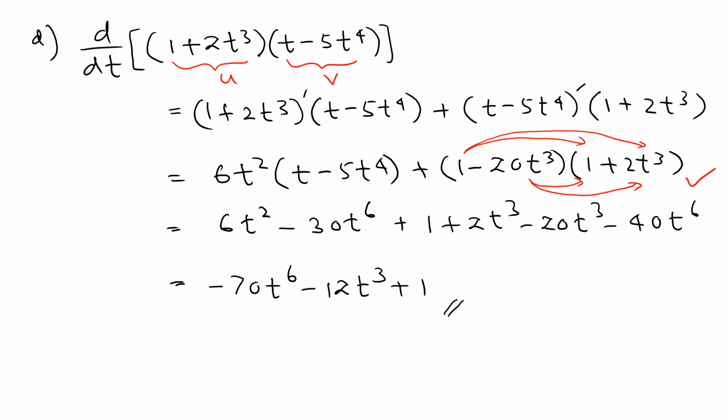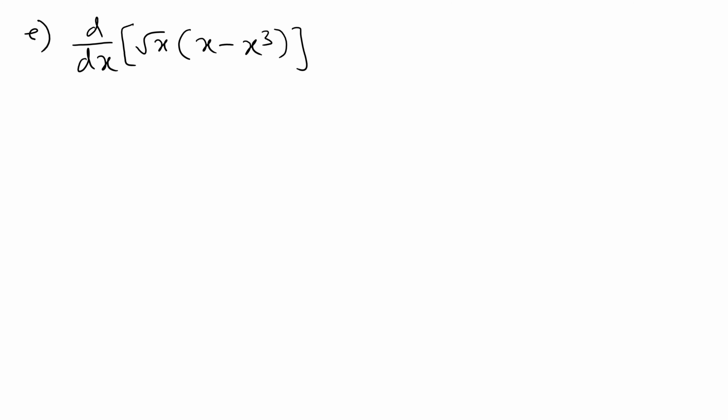So let's look at the last one, a little complicated one. As the next one, we have d by dx of square root x times x minus x cubed. This is again very similar. We're going to pick the two functions u and v. The product rule is u prime v plus v prime u. I'm going to write it here because it's a little long.